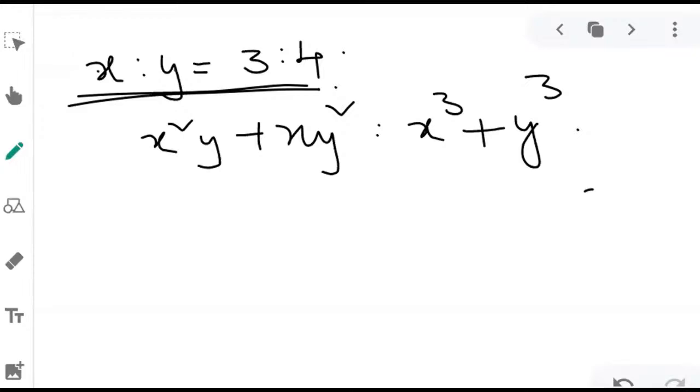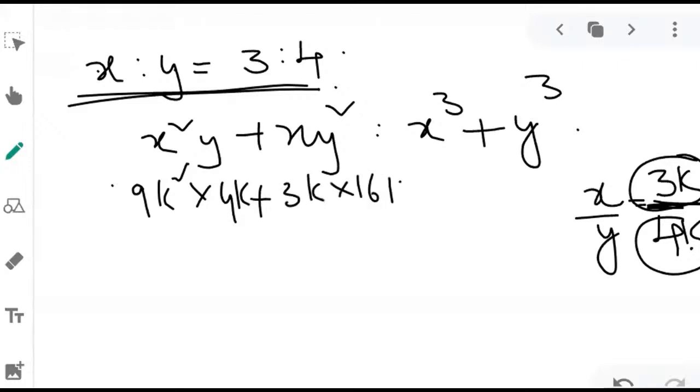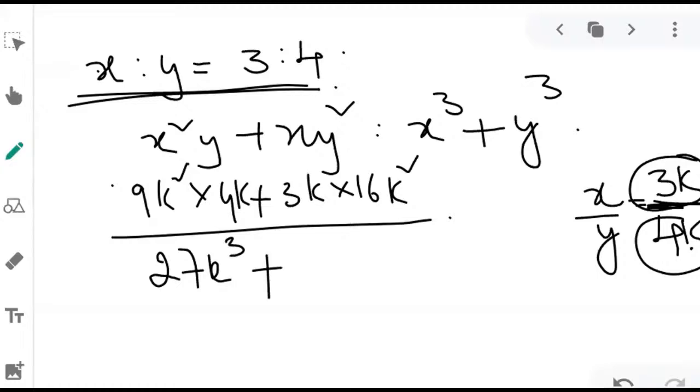So x by y equals 3 by 4. So we can take them as 3k and 4k, right? Assume the values as 3k and 4k and substitute here. 3k square is 9k square into 4k plus 3k into 16k square, by 3 cube is 27k cube plus 16 fours are 64k cube.